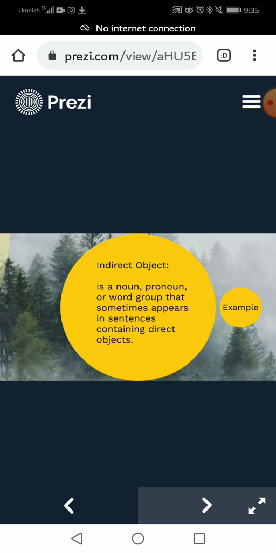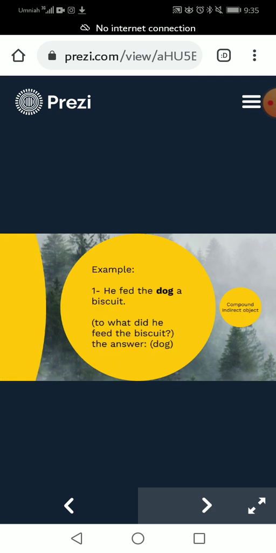Indirect object. Indirect object is a noun, pronoun, or word group that sometimes appears in sentences containing a direct object. So, let's see some examples. The first example, he fed the dog a biscuit. So if we ask, to what did he feed the biscuit? The answer will be dog. So dog here is the indirect object and it comes between fed, the action verb, and the direct object, biscuit.